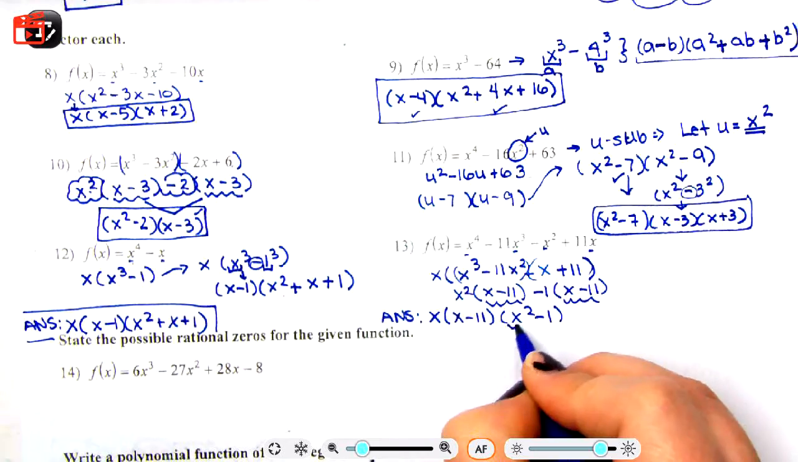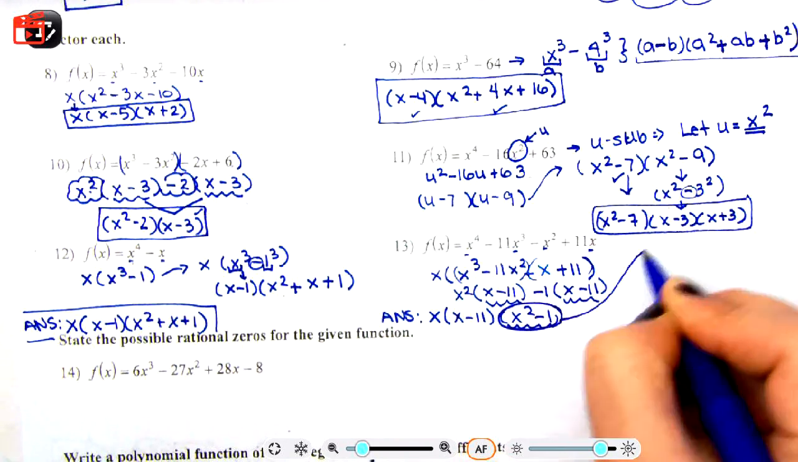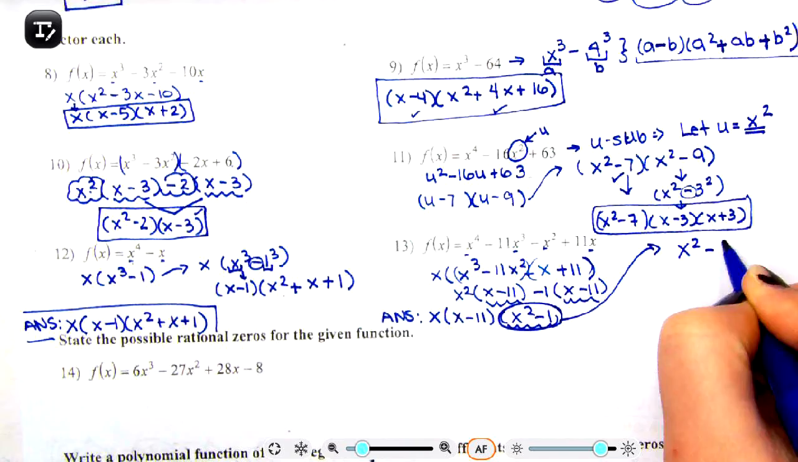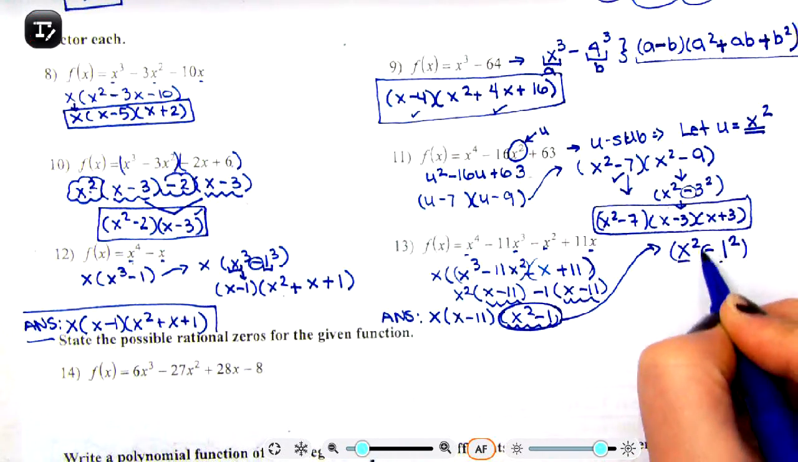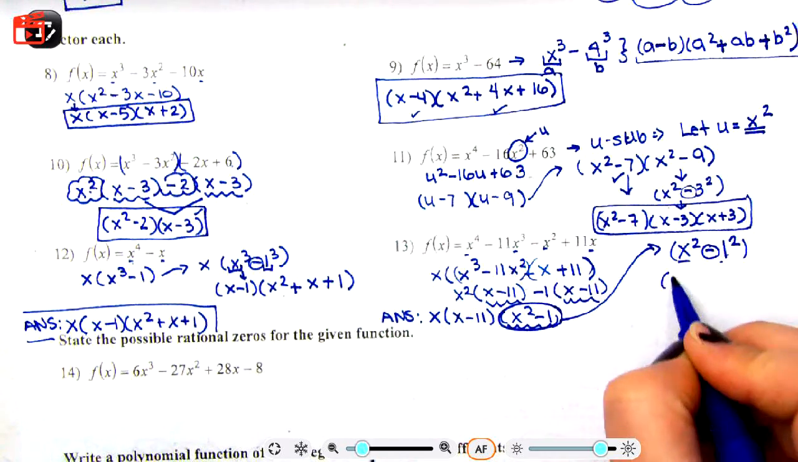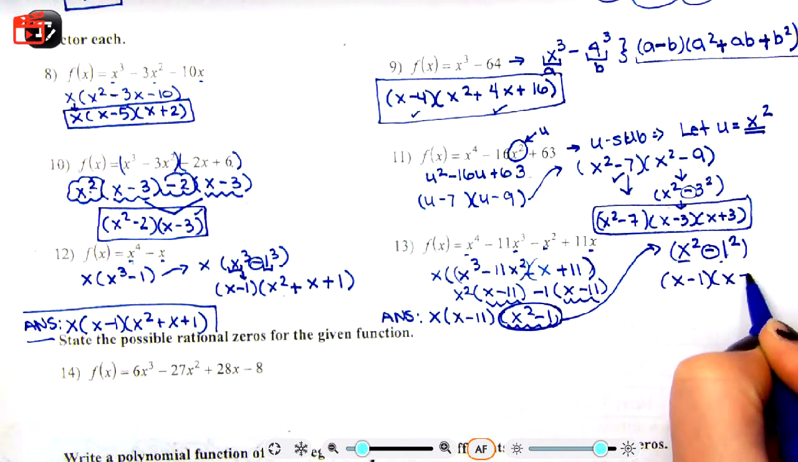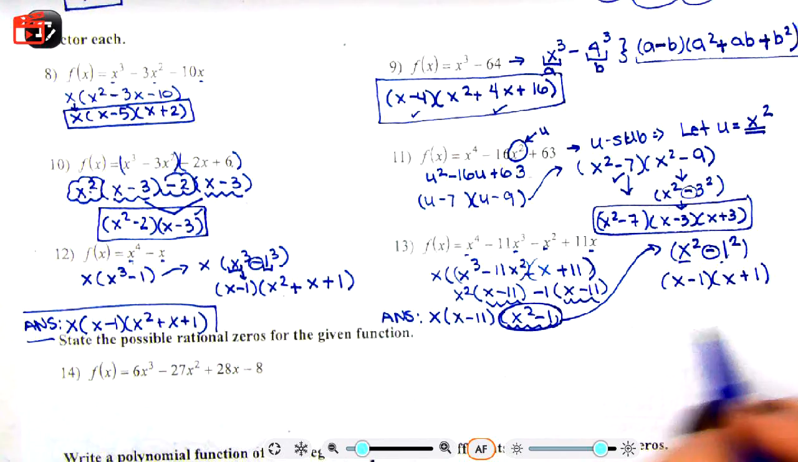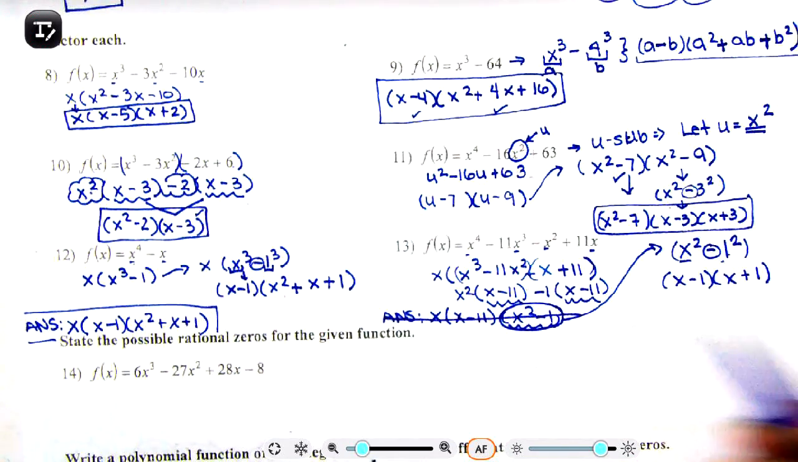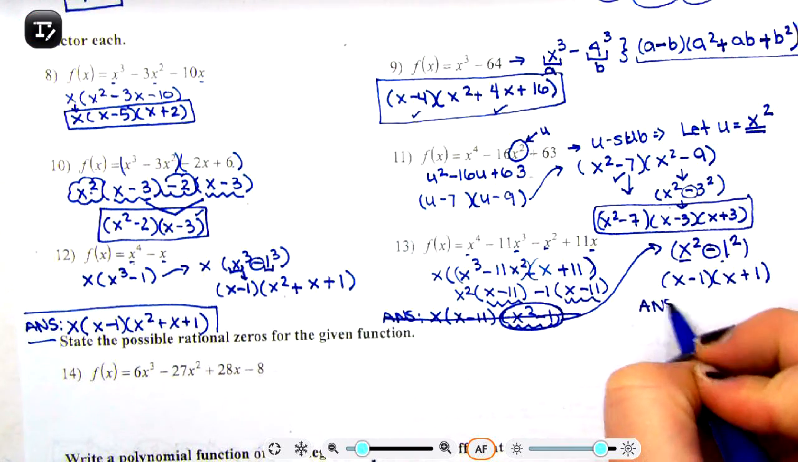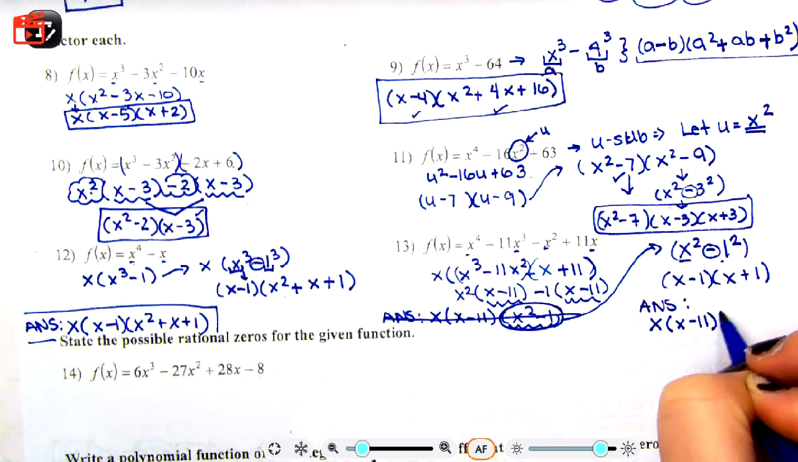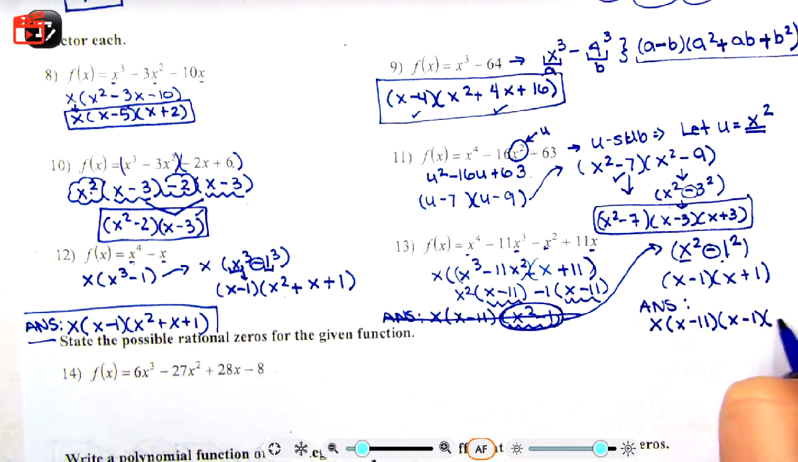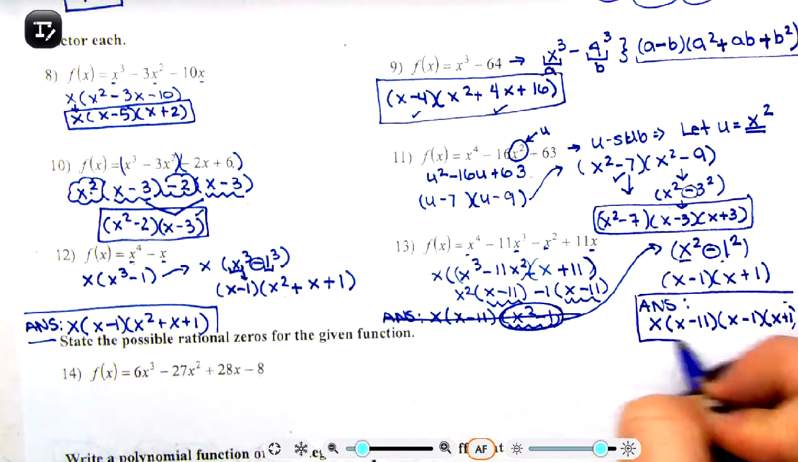But again, 1 jumps out at me. So I'm going to just continue factoring that 1 as 1 squared. So this again is the difference of 2 squares, which is x minus 1 and x plus 1. So in your final answer, I'm going to cross this out since it's not our final answer. Our final answer is x times x minus 11 times x minus 1 times x plus 1. And that's your final answer for number 13.